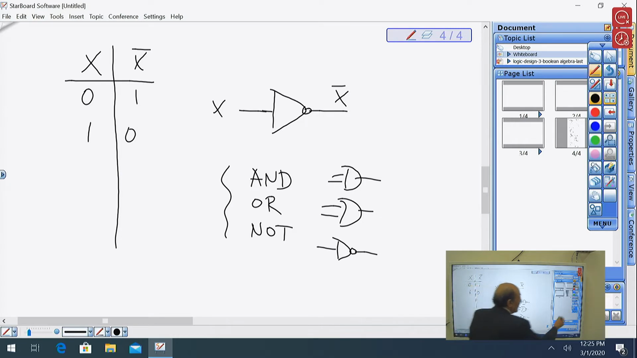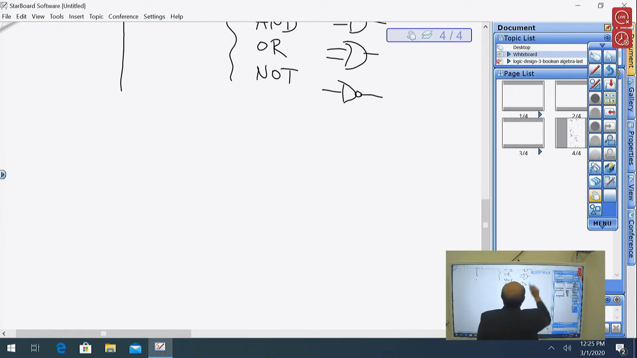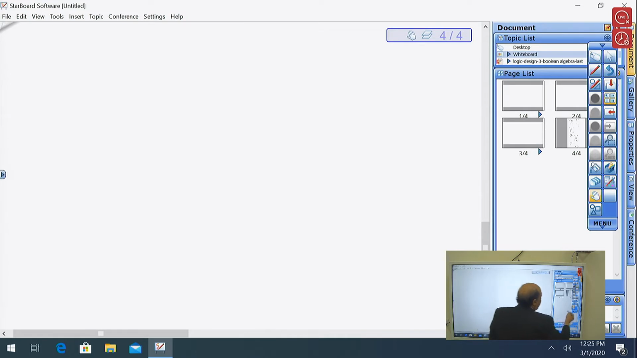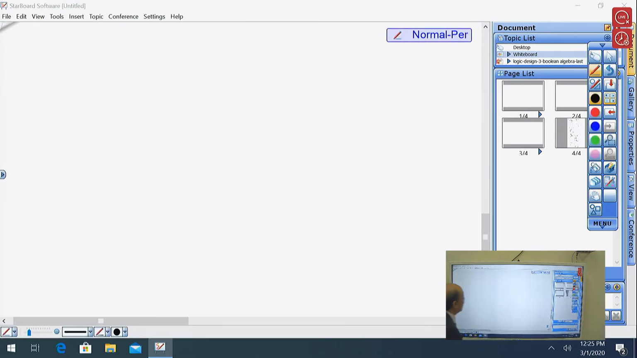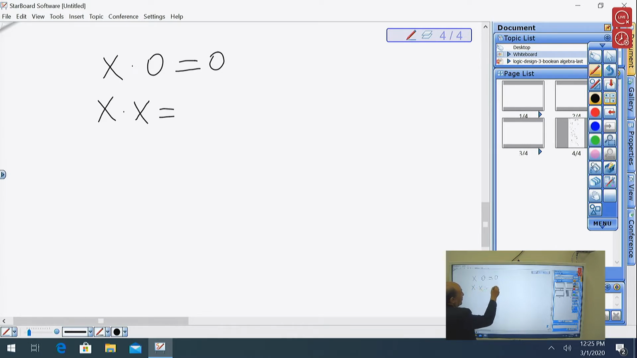Before moving to the laws of Boolean algebra, from the definition, we can note that if we have the variable x and we AND it with 0, then the result will always be 0. X ANDed with x is always x, since if x is 1, 1 and 1 is 1, and if x is 0, 0 and 0 is 0.